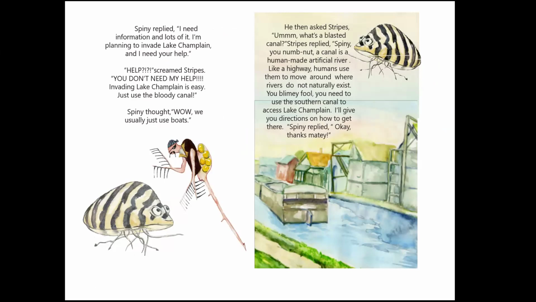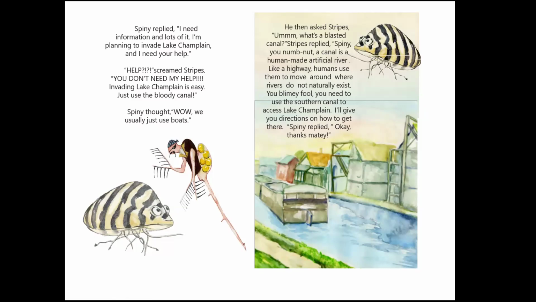Help, screamed Stripes. You don't need my help. Invading Lake Champlain is easy. Just use the bloody canal. Spiny thought, wow, we really just use boats. Stripes replied, what's a blasted canal?